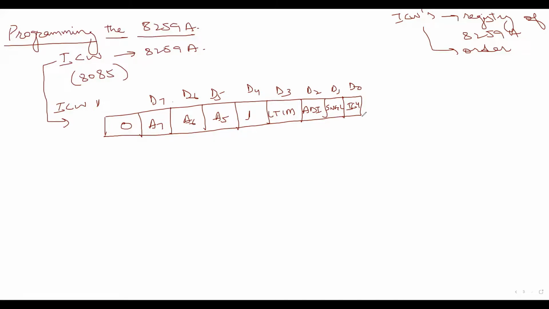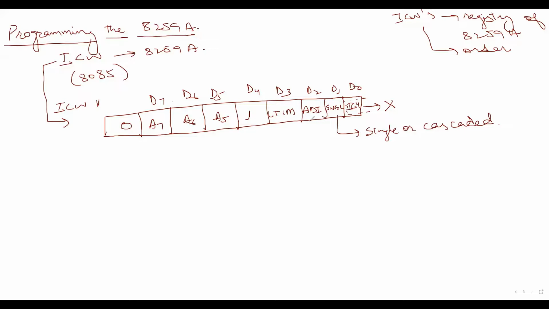This IC4 bit, we don't require it, so let's not discuss this particular bit because it is of no use in case of microprocessor 8085. This bit determines whether we have a single or cascaded 8259A devices. So whether we have a single device or we have multiple devices.